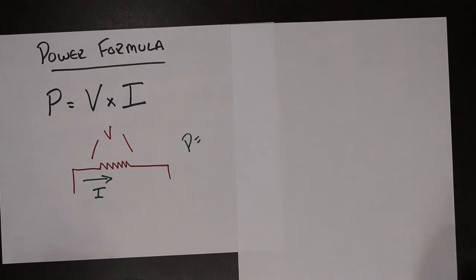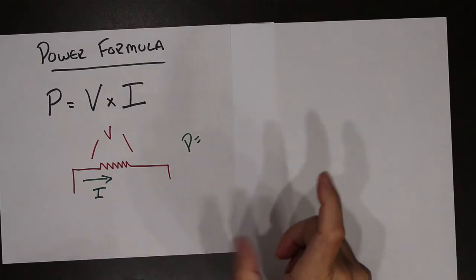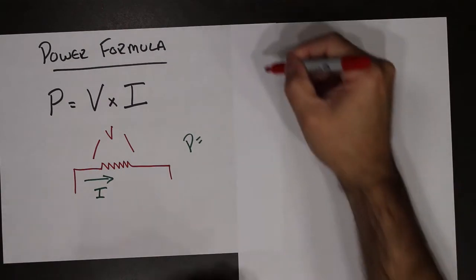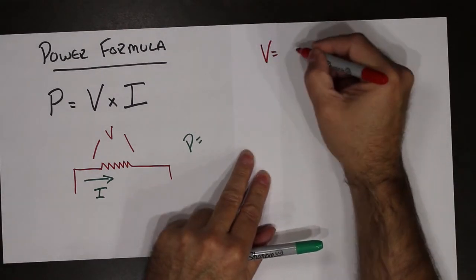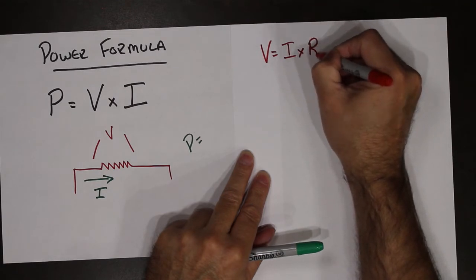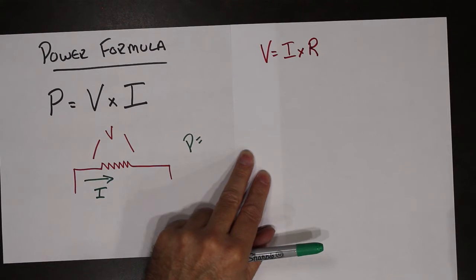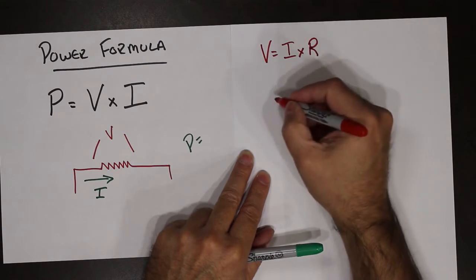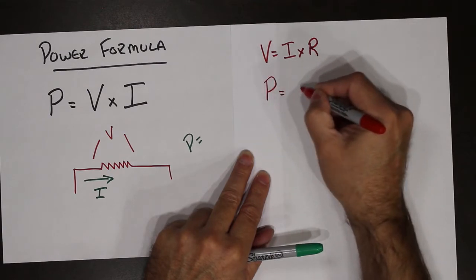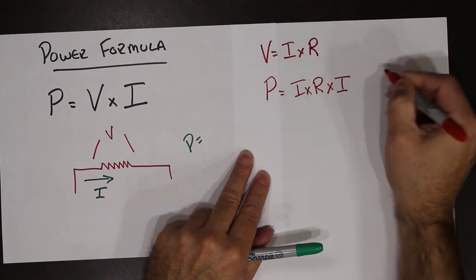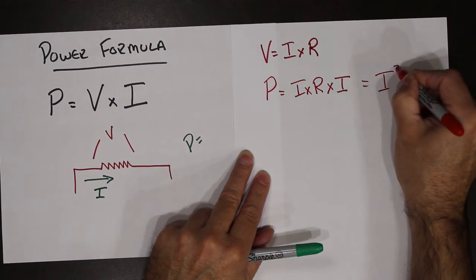There are a few derivative formulas, if you will, based on that one. We know that voltage is equal to I times R. Ohm's law. So if we replace this V with this equivalent, we end up with P is equal to I times R times I. So that works out to be I squared R.